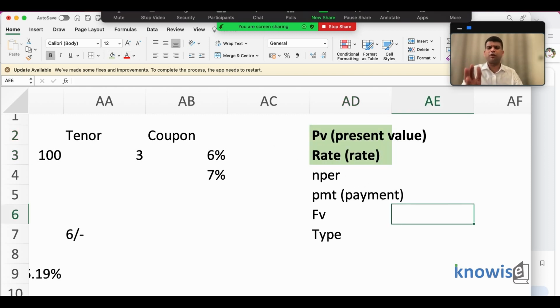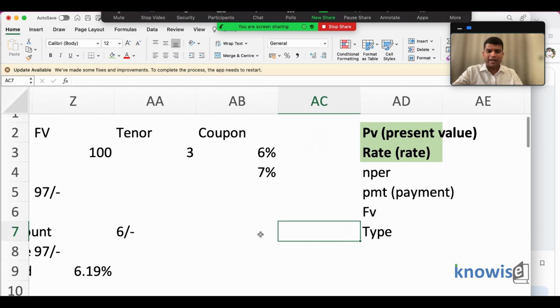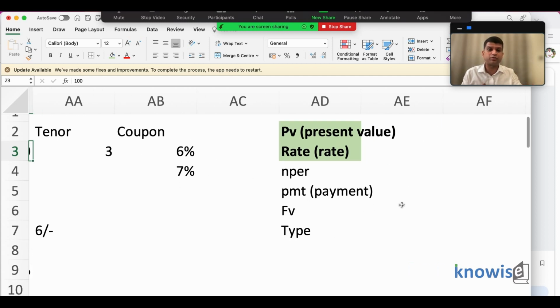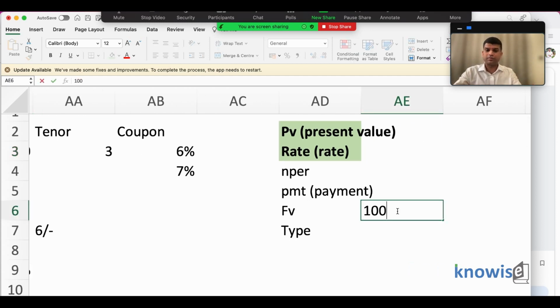So that means either you'll have to apply or look for PV function or the rate function. That's about it. Okay, now let's fill in the blanks. You are buying my bond. Okay, what is this 100 rupees? If you buy my bond and hold it till its maturity, you're going to get back 100 rupees. So that means this 100 rupees is your future value, correct?